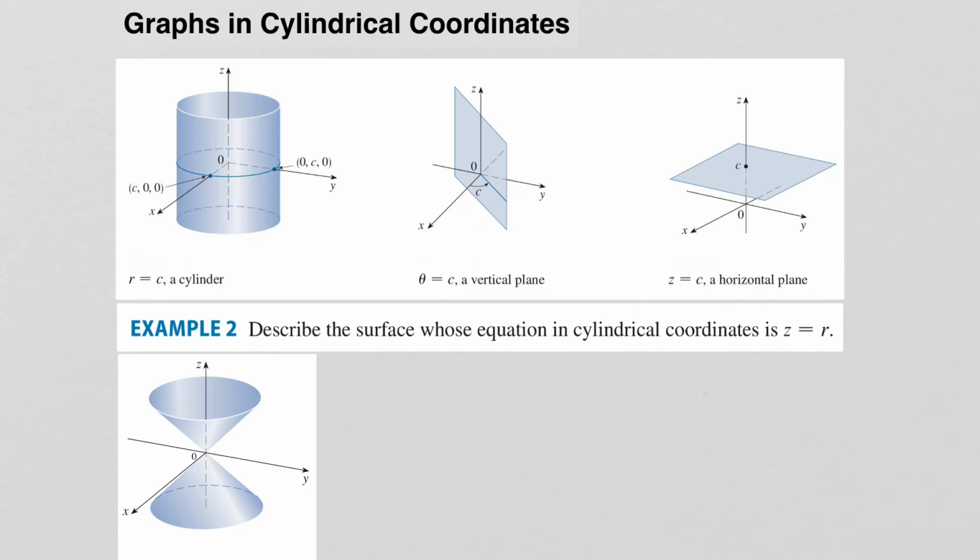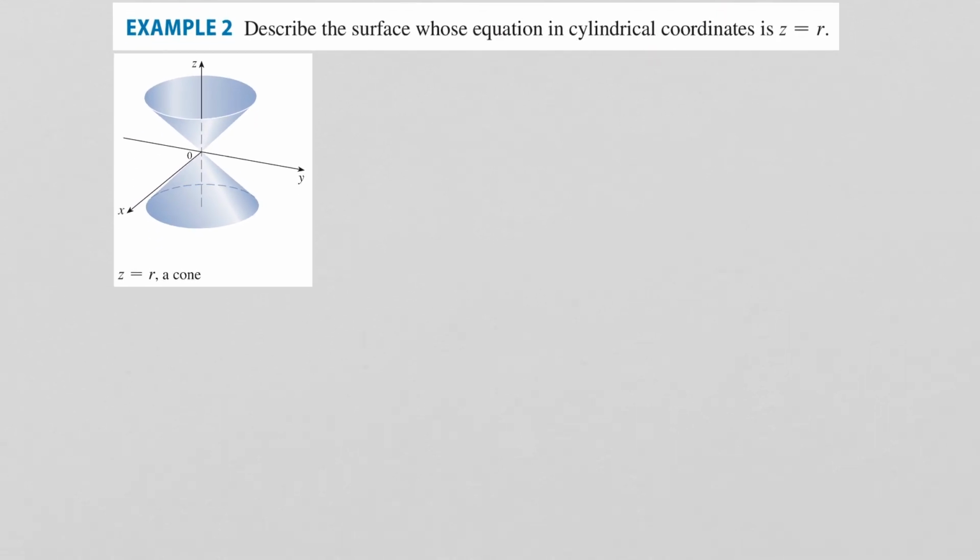And finally, if z is equal to a constant, that's the same graph as it's always been. That is just a flat plane parallel to the x-y plane at some constant z equals c. So let's consider the following example. Describe the surface whose equation in cylindrical coordinates is z equals r.